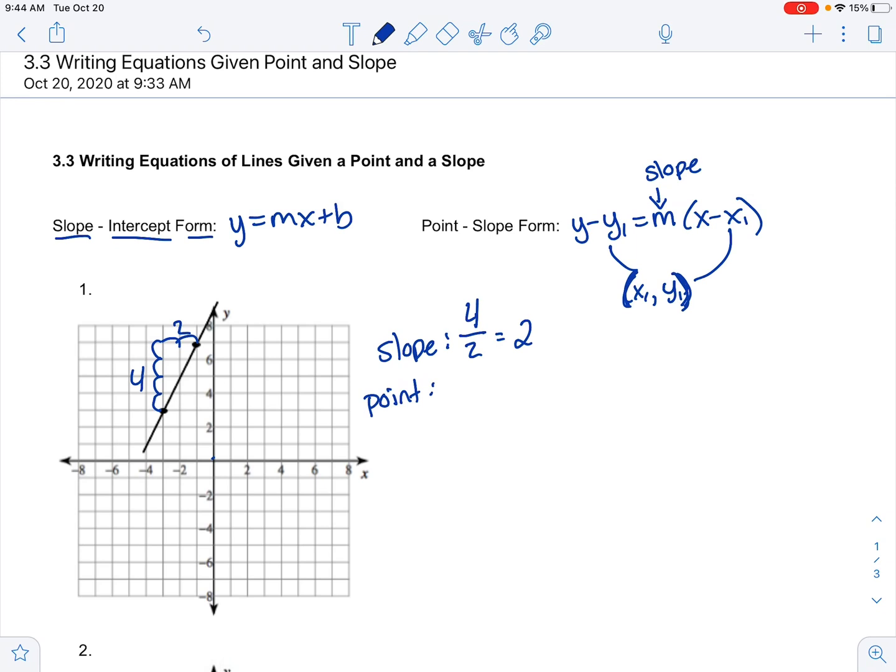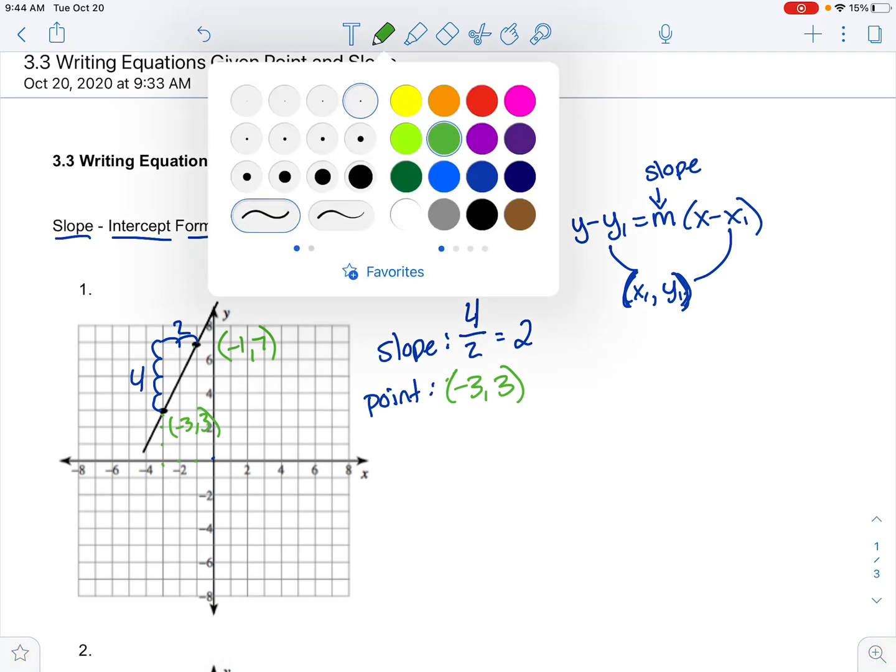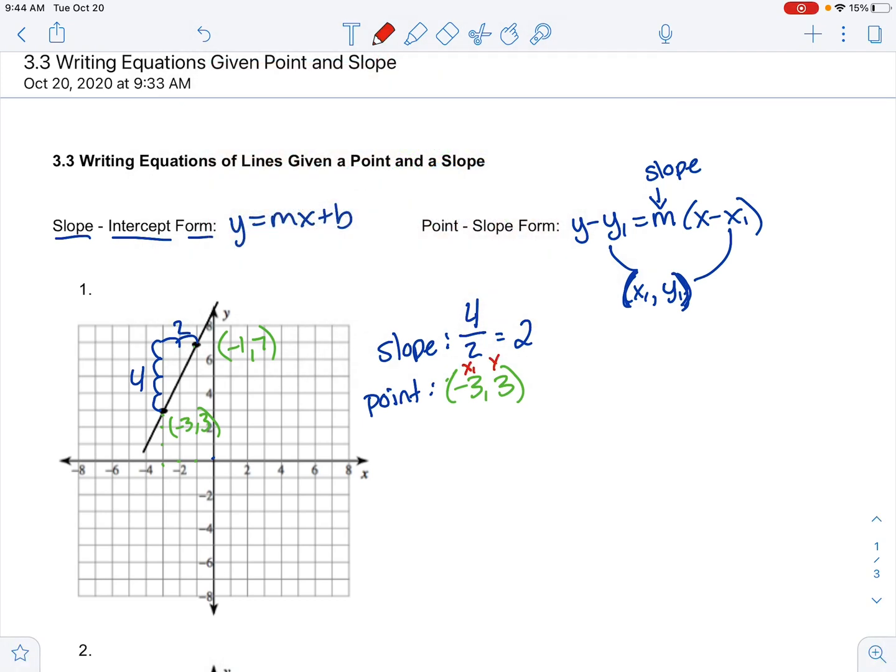And then my point, I can choose either point. We have this point down here that is at -3, 1, 2, 3, and then up 1, 2, 3. Or you could use this point, which is -1, and then up 7. It does not matter which point you use. You will get the exact same answer in the end. So I'm going to use, let's do -3, 3. So your point, we're going to label x1, y1, and our slope is m.